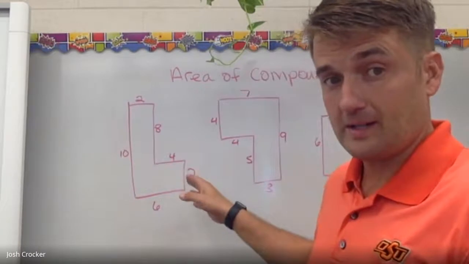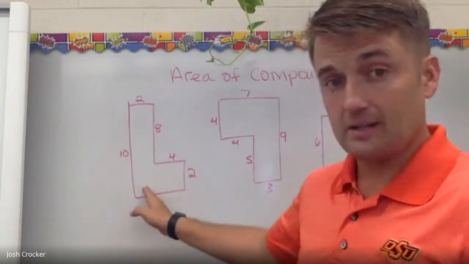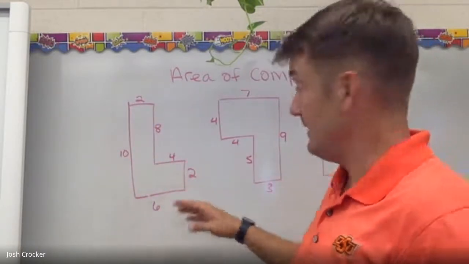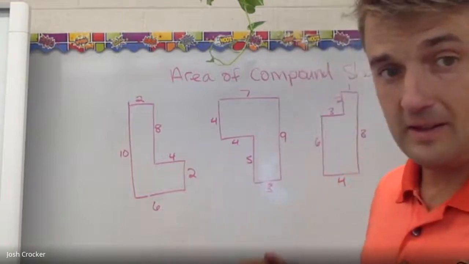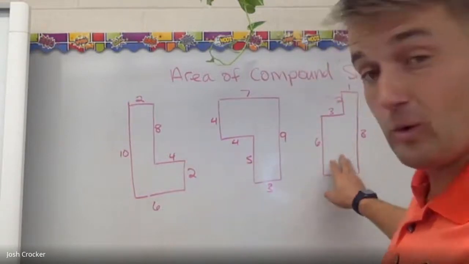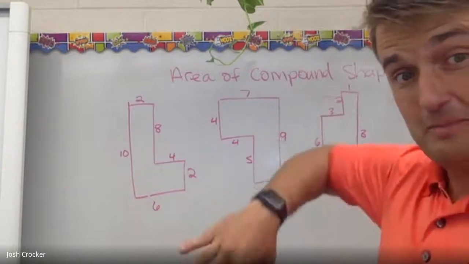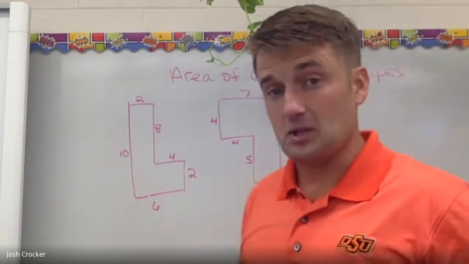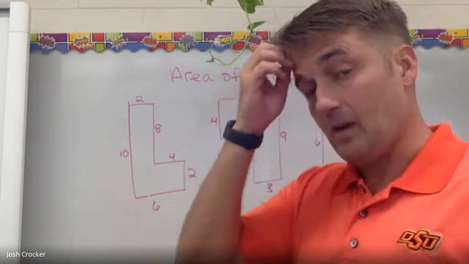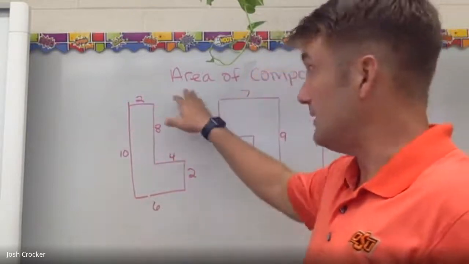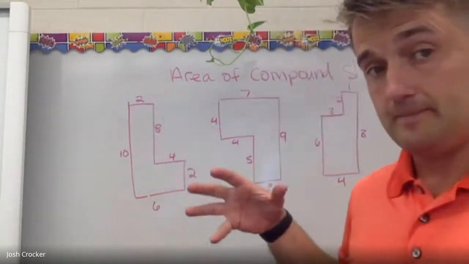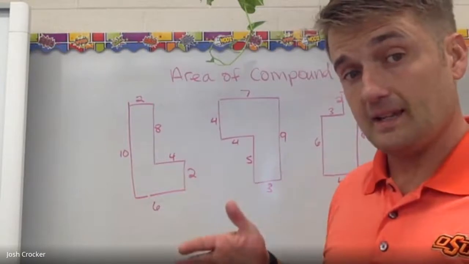You've got two different rectangles there, a tall, skinny rectangle and a short, fat rectangle. And usually they're something that looks like an L, or a tilted, flipped Oklahoma. So those are compound shapes, two rectangles put together. And we can find the area of a compound shape by taking it apart.